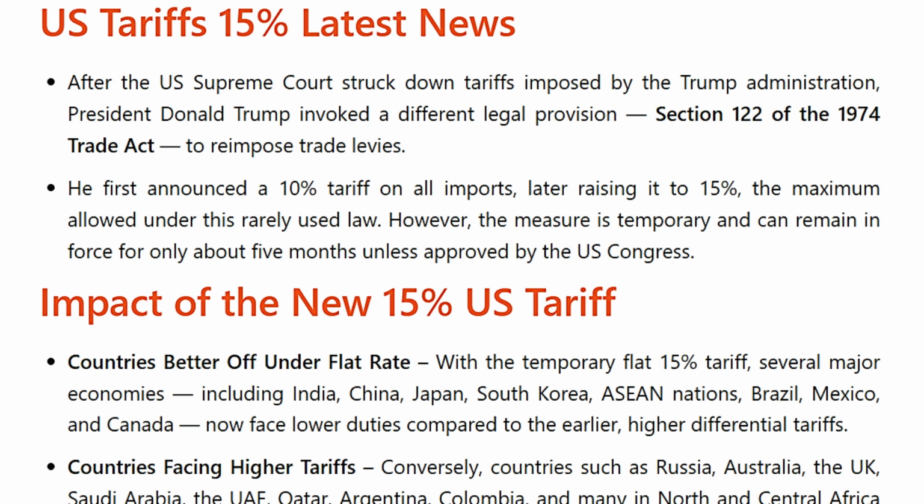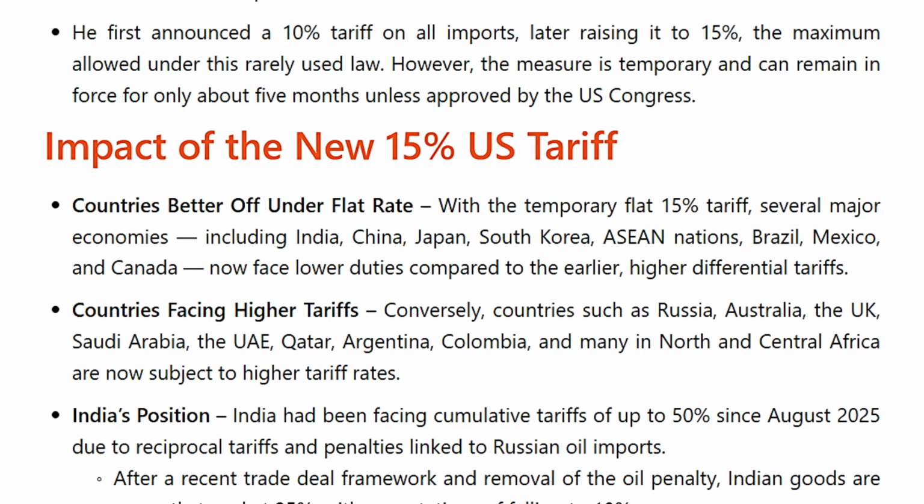Impact of the new 15% US tariff. Countries better off under flat rate. With the temporary flat 15% tariff, several major economies including China, India, Japan, South Korea, Asian nations, Brazil, Mexico and Canada now face lower duties compared to the earlier higher differential tariffs. Countries facing higher tariffs. Conversely, countries such as Russia, Australia, the UK, Saudi Arabia, the UAE, Qatar, Argentina, Colombia and many in North and Central Africa are now subject to higher tariff rates.